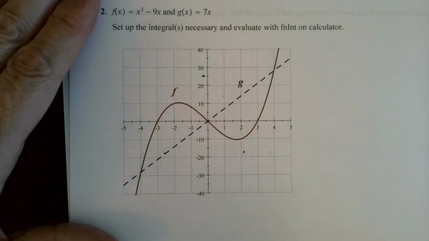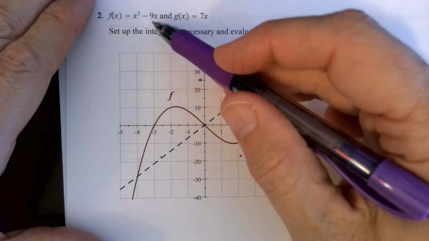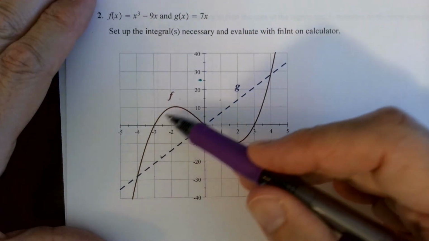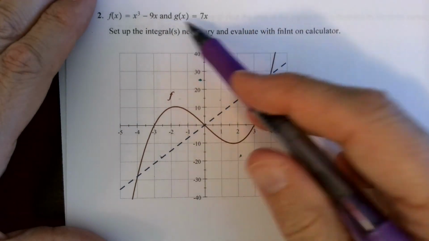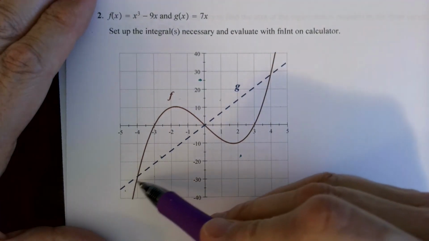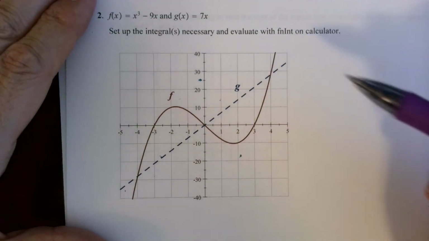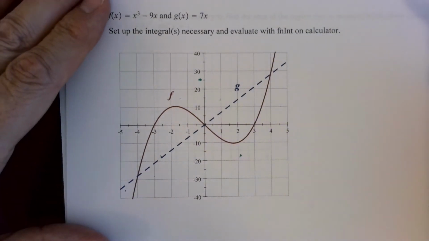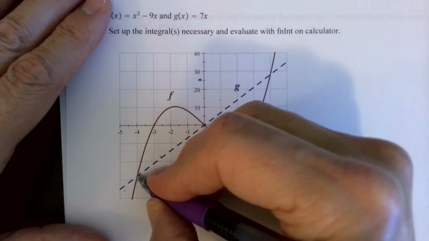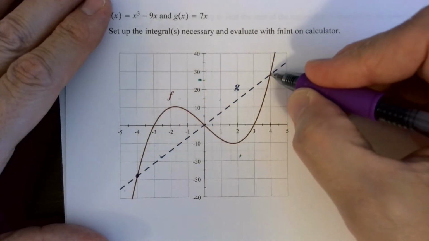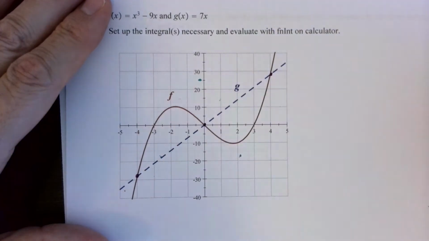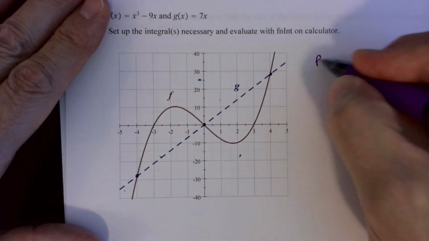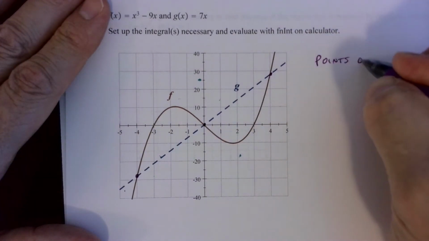This time we're looking at the functions x cubed minus 9x, which I've already graphed for you in red here, and g of x, which is 7x, just a line of slope 7 passing through the origin. And let's find the points of intersection. You can probably see where they are already from the graph because it's drawn correctly. There's actually 3 points of intersection, right? So let's take a look at the points of intersection.